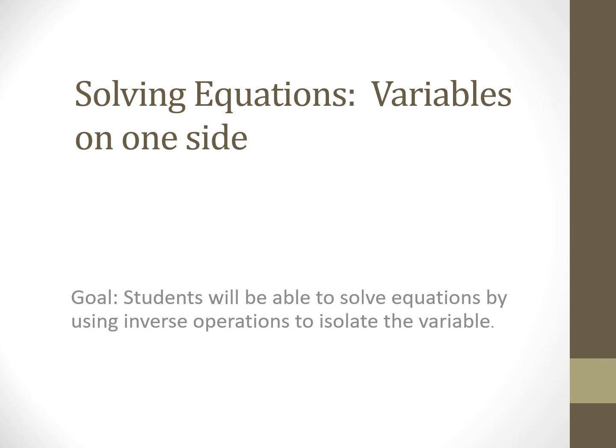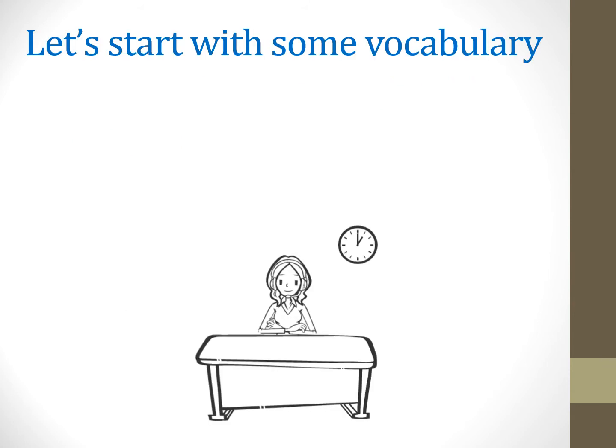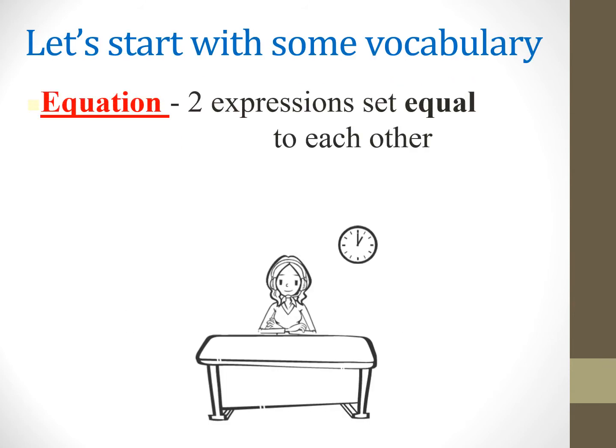All right, today we're going to learn how to solve equations with variables on one side. Let's first start with some vocabulary. An equation is two expressions that are set equal to each other. So here's an example. 2x minus 3 is an expression, and it is set equal to another expression, x plus 1. Together, it makes an equation.